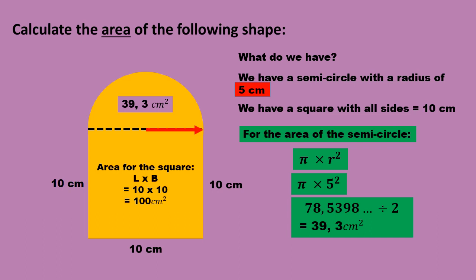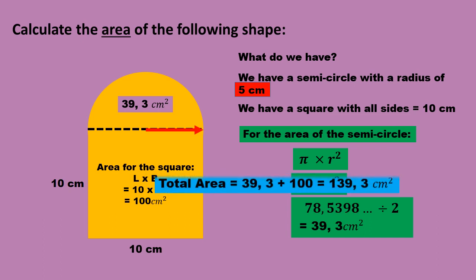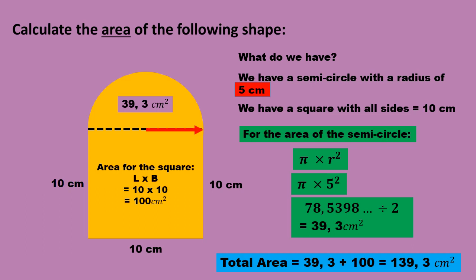Then, very easy, the area for the square is length times breadth, or side times side. 10 times 10, which gives you 100 centimeters squared. So the total area of that shape is the 39.3 plus the 100, which gives you 139.3. Very important, your units, centimeters squared.